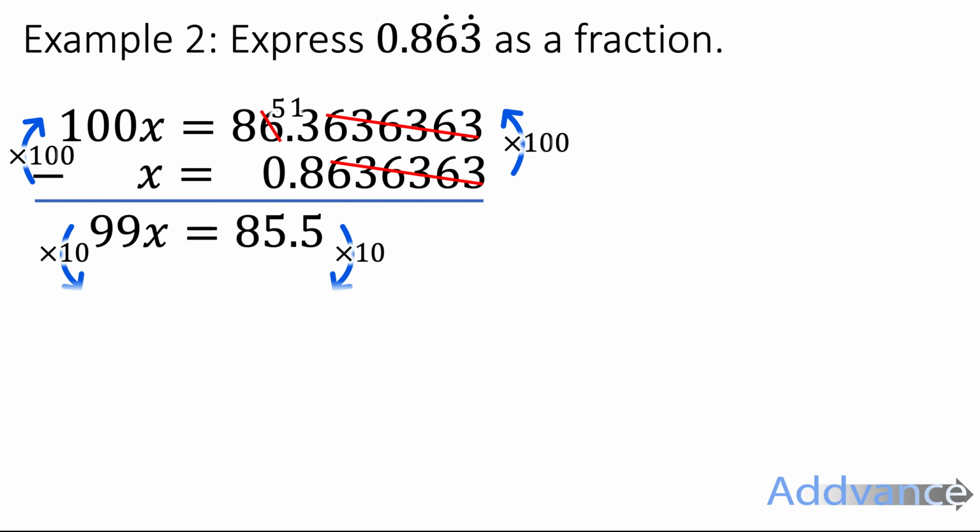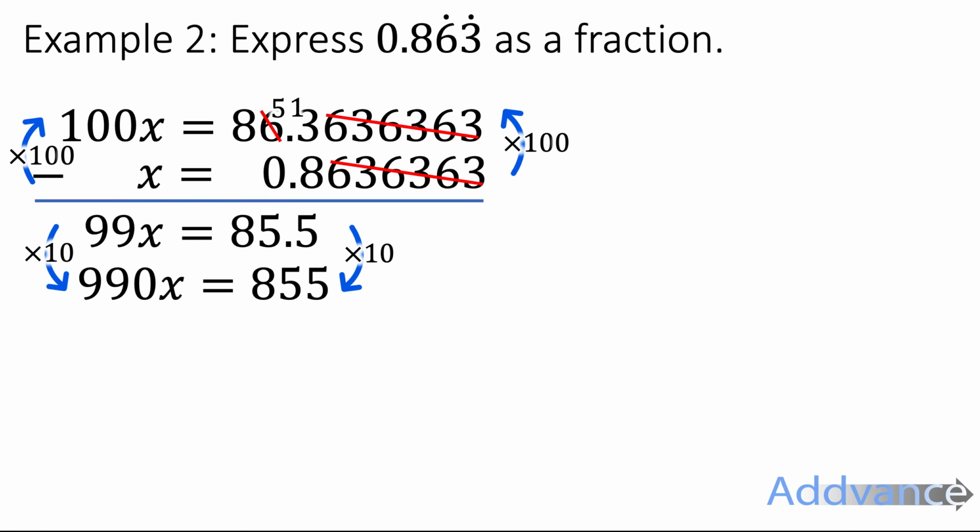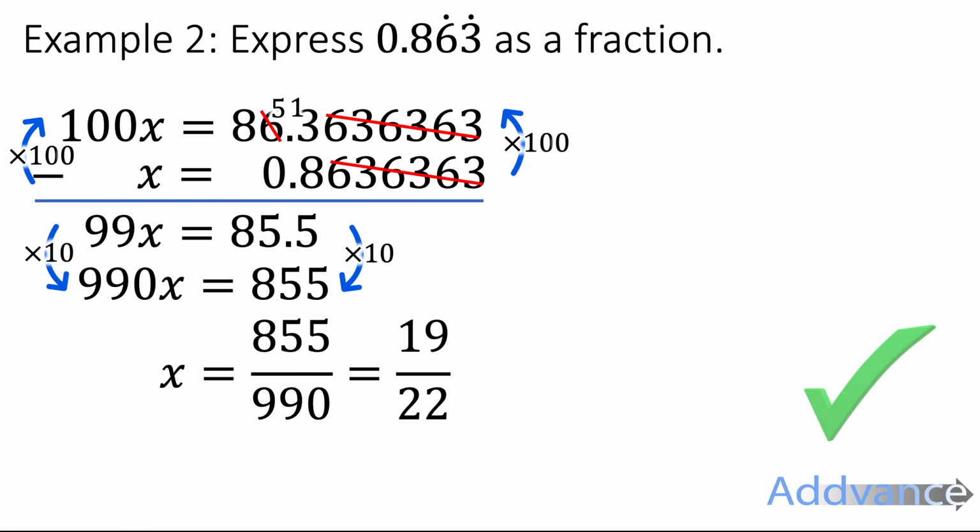Let's get rid of the decimal by timesing by 10. That's the easy way to get rid of the decimals. And we get 990x equals 855. We'll divide by 990 and we get x equals 855 divided by 990. And if you simplify that on your calculator, you can get 19 out of 22. That's a particularly hard fraction to simplify, but normally you can just simplify as you would normally simplify fractions, but sometimes you might want to use your calculator to simplify the answer for you.